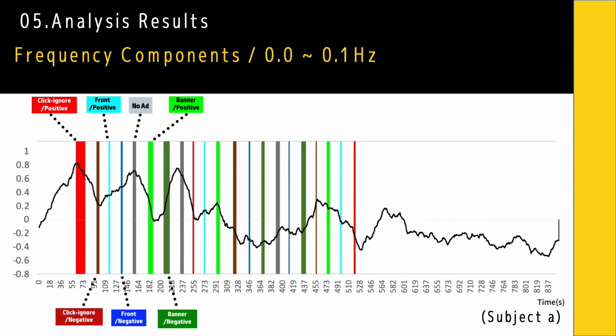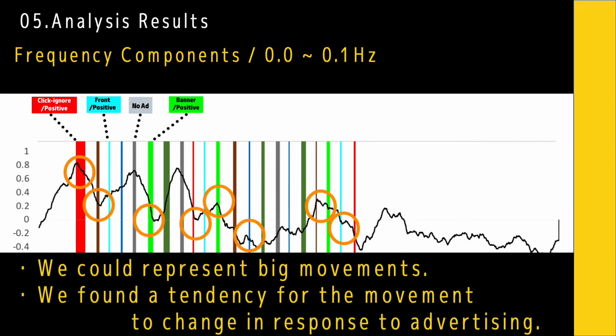First, I will look at the low frequency region. This low frequency region is 0 to 0.1 Hz. As you can see, in the low frequency range, there was a tendency for increases and decreases to switch during the display of some ads.